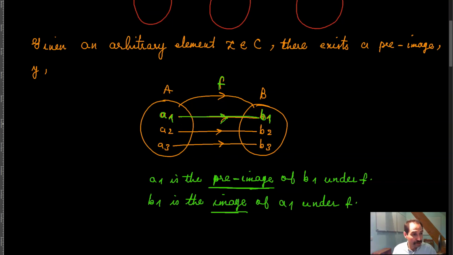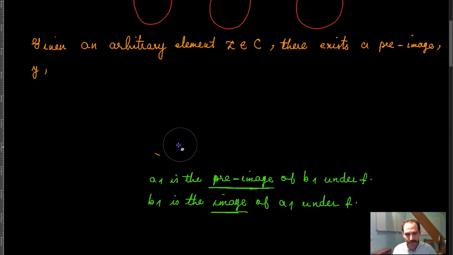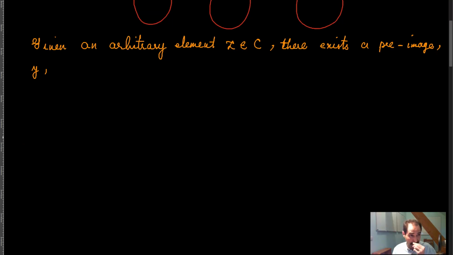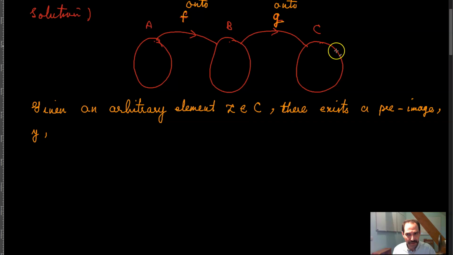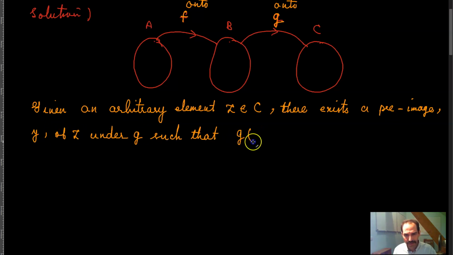So now that we understand what the word pre-image means, we said that given an arbitrary element Z belonging to C, there exists a pre-image Y of Z under g such that g of Y is equal to Z, since g is onto.